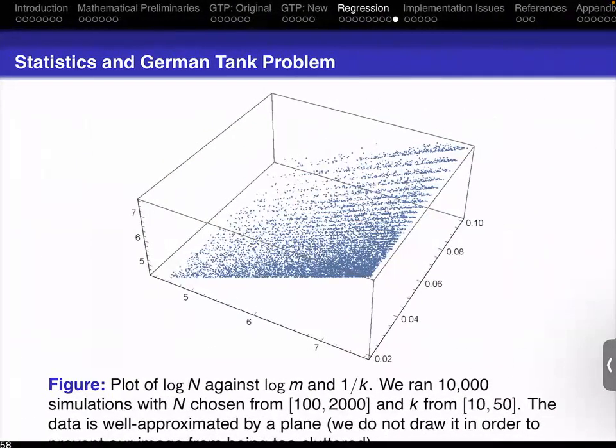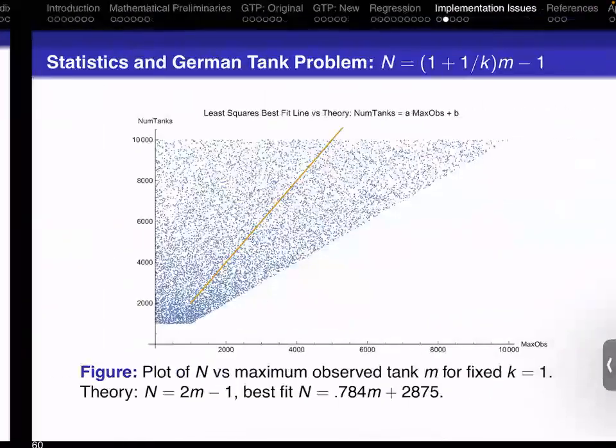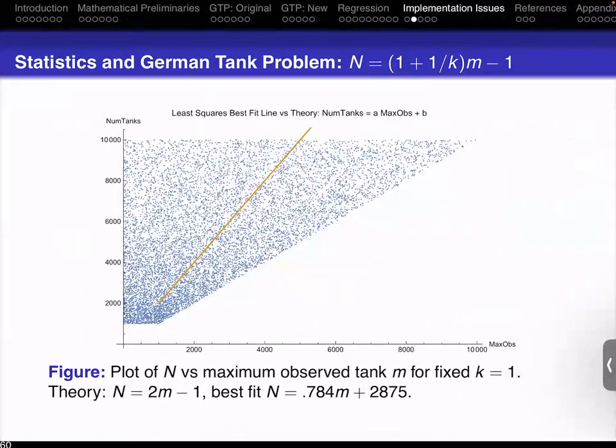I'm not going to go into this slide over here. Let me just talk a little bit about some of the implementation issues and how we can use stats to sniff things out. So I'm going to plot n versus the maximum observed tank m for k equals 1, and then we'll do k equals 2 and maybe k equals 5. My theory says that n should be 1 plus 1 over k times m minus 1. So when k equals 1, I basically get n should be twice m minus 1.